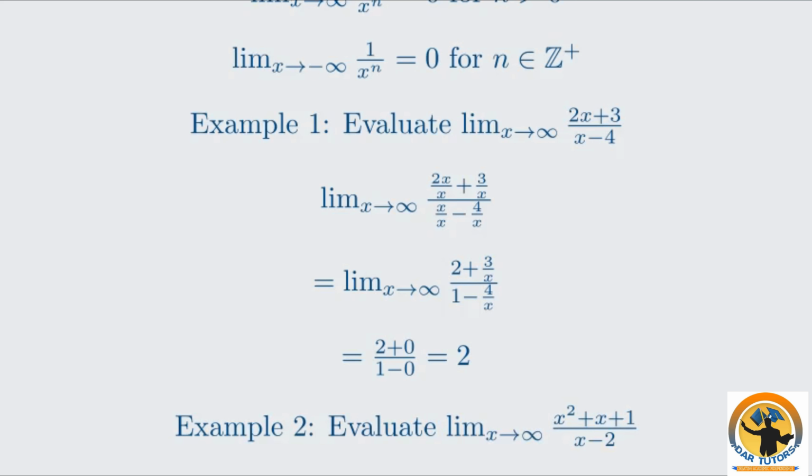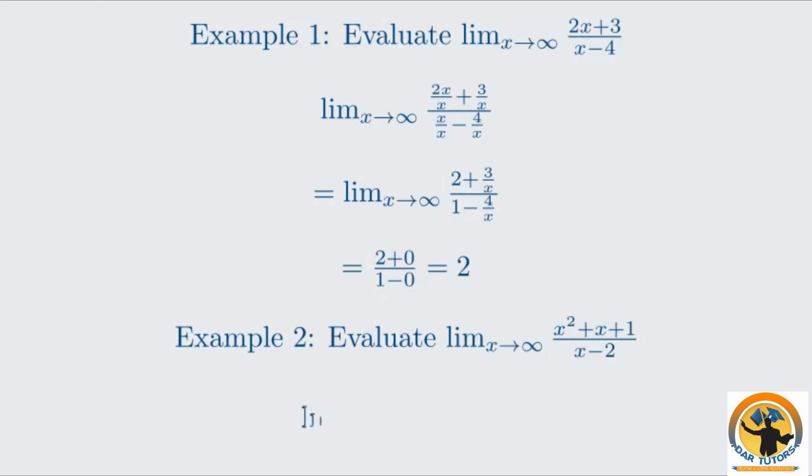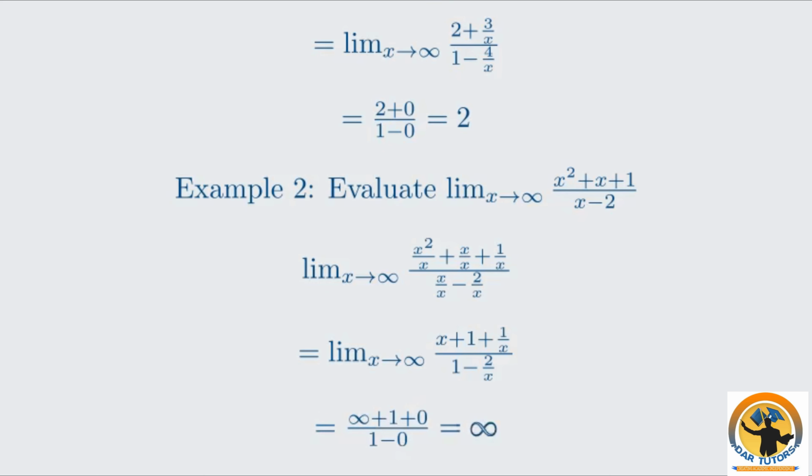Let's try another one. Evaluate the limit as x approaches infinity of x squared plus x plus 1, all over x minus 2. The highest power of x in the denominator is x to the power of 1. So we divide by x. This gives us the limit of x plus 1 over x, all over 1 minus 2 over x. As x approaches infinity, the numerator approaches infinity, while the denominator approaches 1. An infinitely large number divided by 1 is still infinitely large. Therefore, the limit does not exist. This means the function has no horizontal asymptote. Instead, it grows without bound, indicating a slant asymptote.